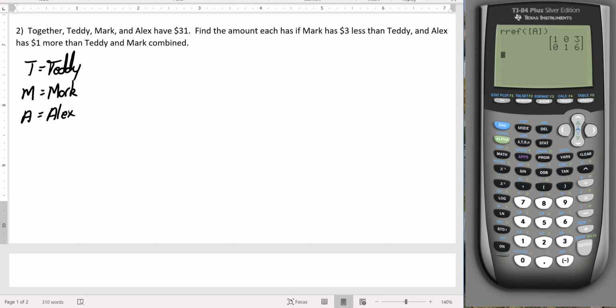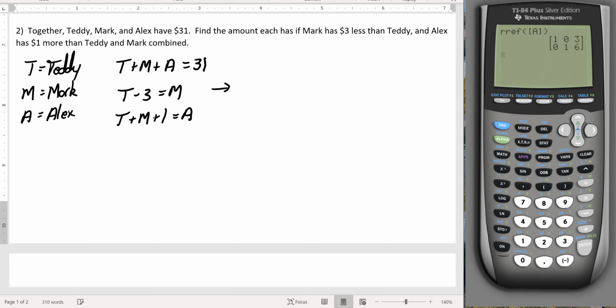So if I add together T, M, and A, that'll give me 31. Mark has 3 less than Teddy. So if I take Teddy's amount and subtract 3, that'll give me Mark, right? You could also do T equals M plus 3. Either one's fine there. Alex has 1 more than Teddy and Mark combined. So if I add together Teddy and Mark and then 1 more, that would give me Alex.